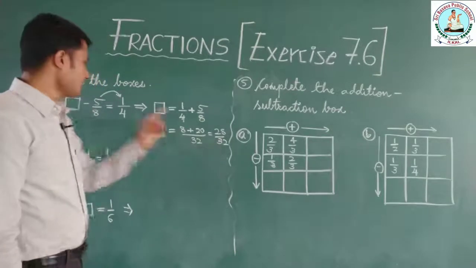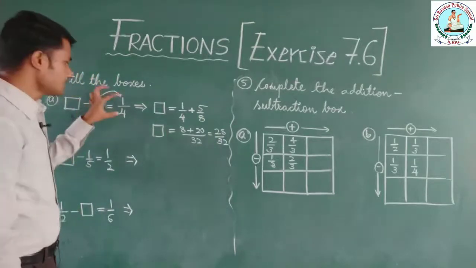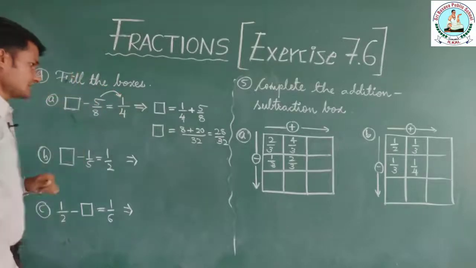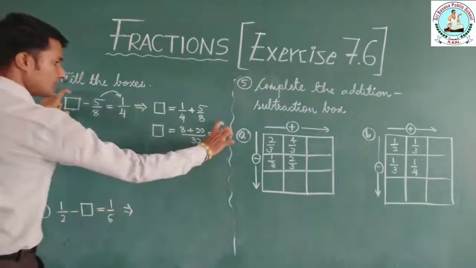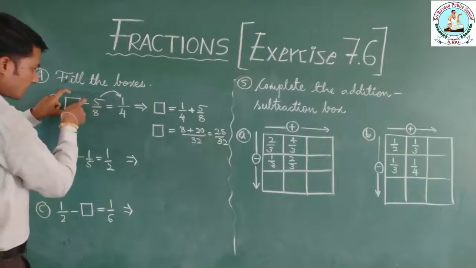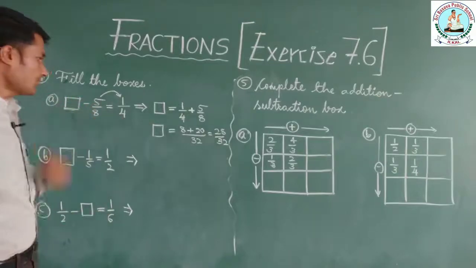So when you fill this number in and try it out, definitely you will get the answer, that is 1 by 4. You just try it once. Means in the box you have to take this number and fill it in and solve this problem. Definitely your answer would be 1 by 4.